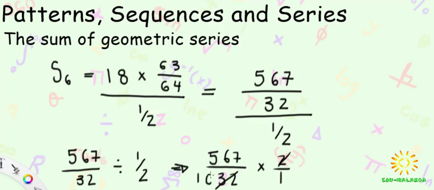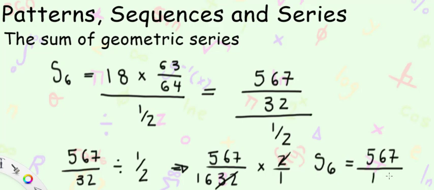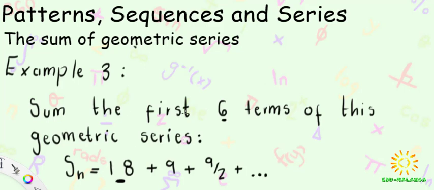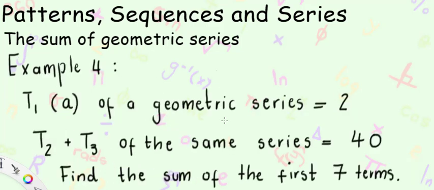So in the end we get that the sum of the first 6 terms of this geometric series is equal to 567 over 16. And we've now solved example number 3, where we were asked to sum the first 6 terms of this geometric series. I hope you understood and were able to follow everything that we did. We will now move on to solve example number 4.